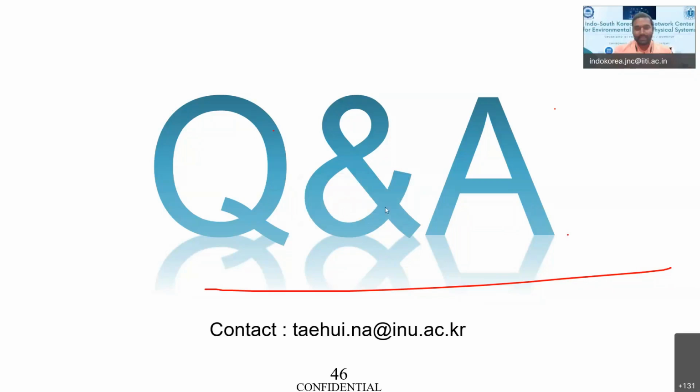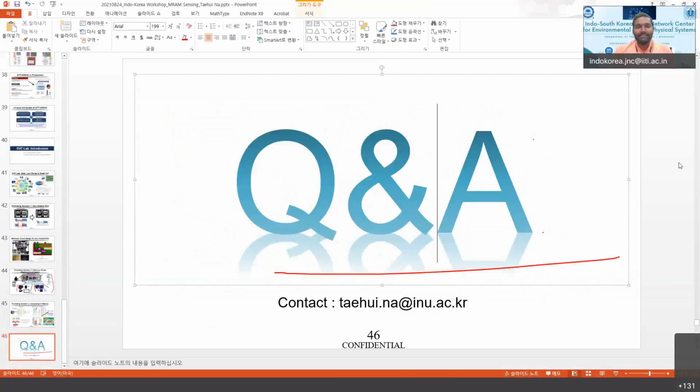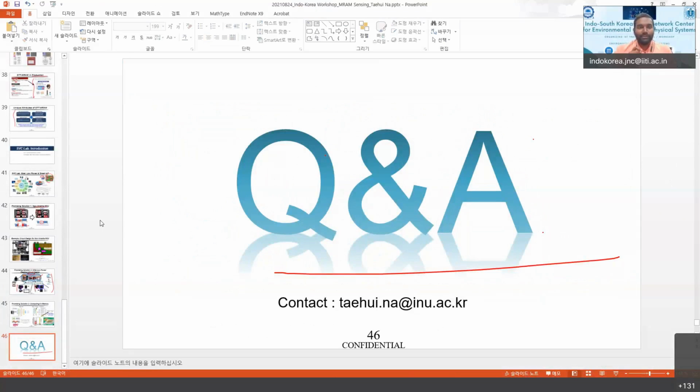I have one question regarding the sense amplifier. In one of your slides, you mentioned that there is a 30 millivolt sense margin. My question is how we can fix the sense margin for any sense amplifier, and on which physical parameter it depends for analog computation.